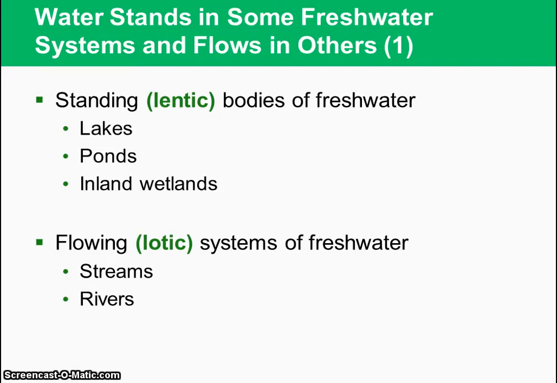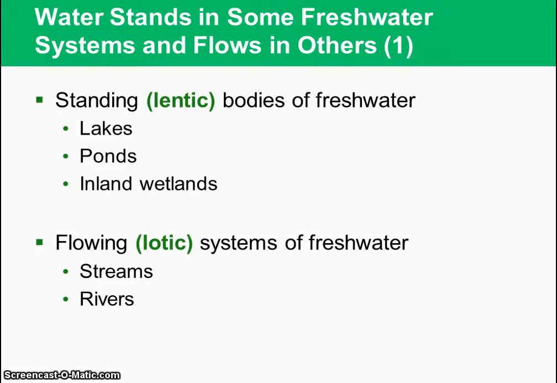So how do we divide up our freshwater systems? I mentioned before that it was going to have to do with the flow of the water. And so we divide them up into standing bodies of water, these are lentic systems, and flowing water, and that is a lotic system. So this only applies to fresh water. Lentic, standing, lotic, flowing. The way that I tend to remember this is flow, low. You've got that same LO in the words. Standing, you're just going to have to remember that it's standing.